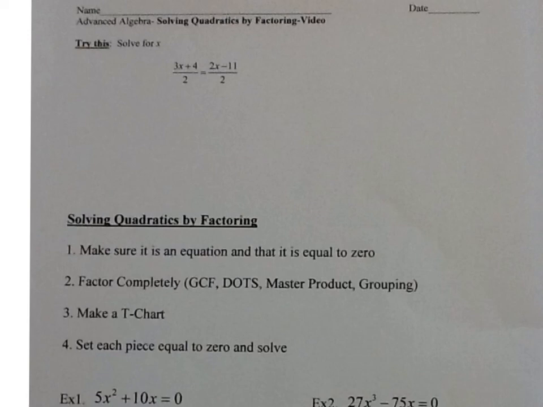So today what we'll be working on is solving quadratic equations by factoring. So I would like you to do the try this. In the try this, I'll help start you off. It says solve for x. Notice that there are two fractions that equal each other. When fractions equal each other, you cross multiply. All right, so let's write that down.